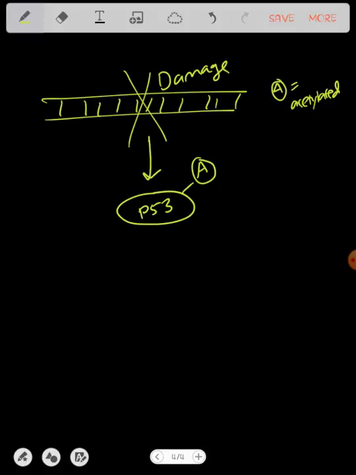But we know that p53 is a transcription factor. So it's a transcription factor for Bax, and Bax leads to apoptosis.